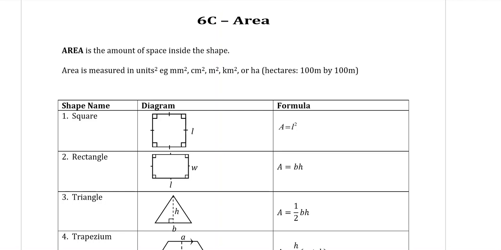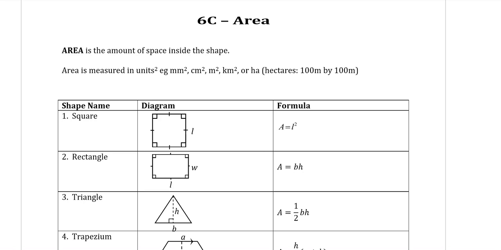So perimeter was finding the length around the outside of a shape. Area is finding out how much space is inside it. So these are different formulas, and we will do the circle as well, which is a different formula for area than it was for circumference. So quite a few of these you would already know.